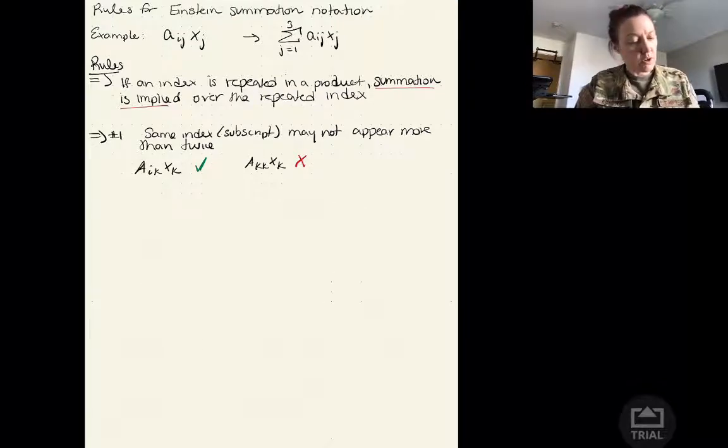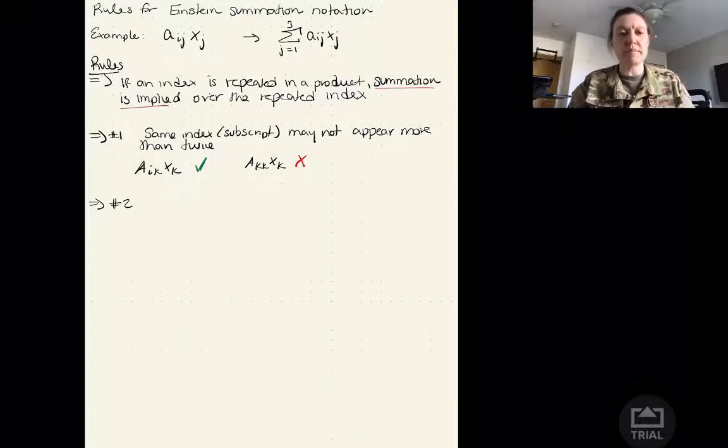All right, rule number 2. Rule number 2 is really just definitions. So what we're going to do is define the definitions. So the dummy index, and I didn't name this.